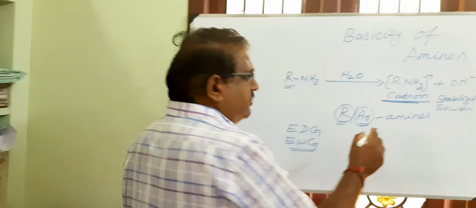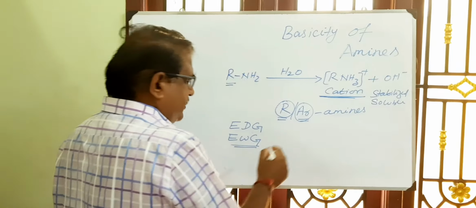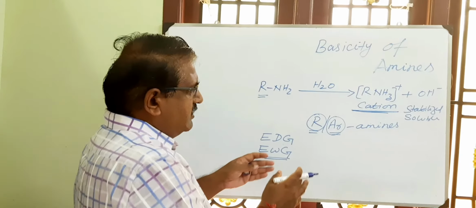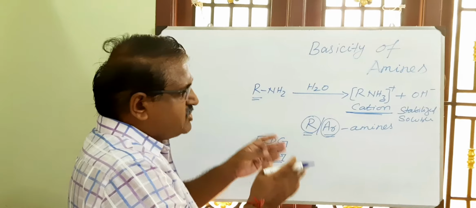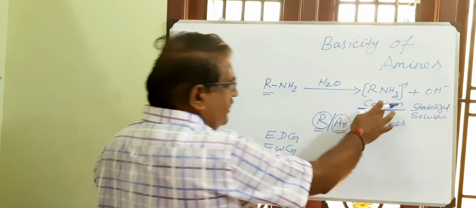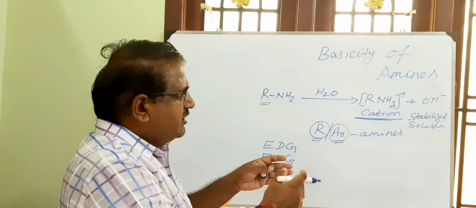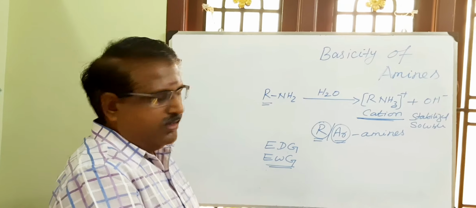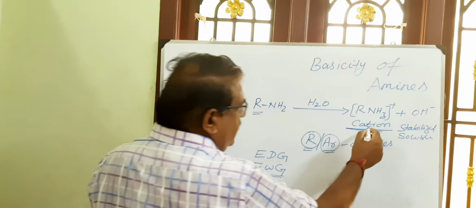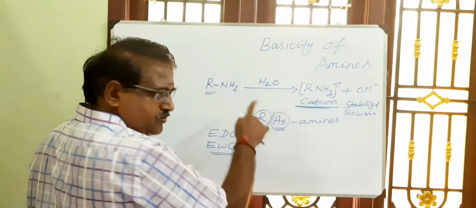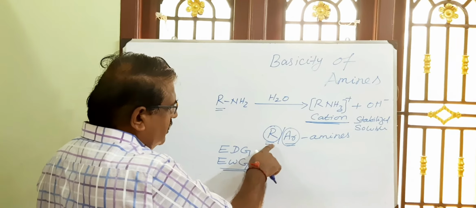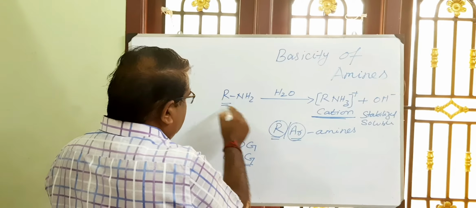Now let us talk about the solvation effect. Solvation effect tells about the extent of the solubility of the cation in water. The higher the solubility, the higher the strength of the amines. So the solubility of the cations depends upon the groups, once again, the groups in the amines.